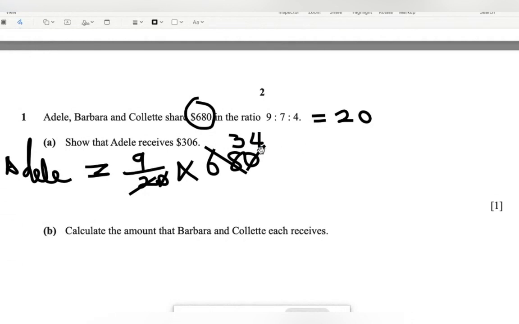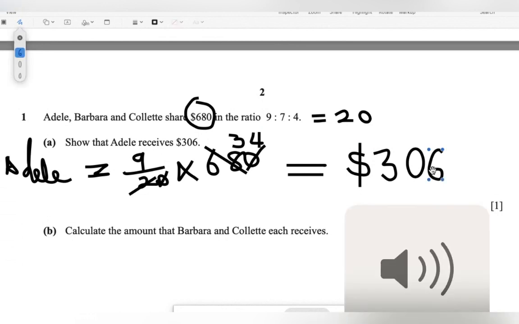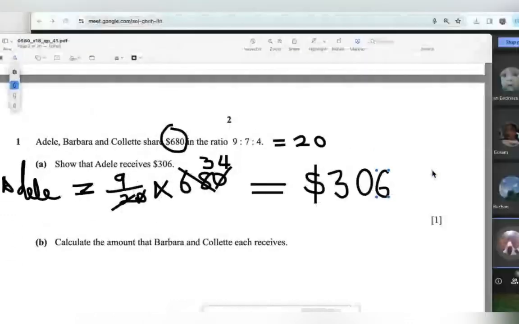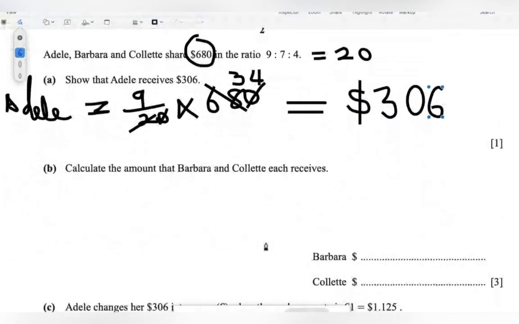This 9 in the numerator multiplied by 34 will give us $306. So I put a dollar sign. Remember, that's what they ask you to verify. Is that okay? So we've solved that. We move on. We go to the next question.